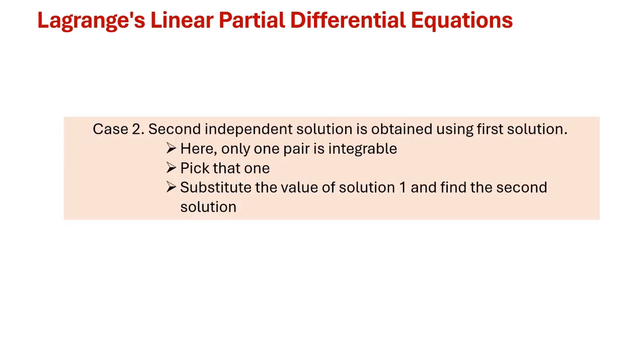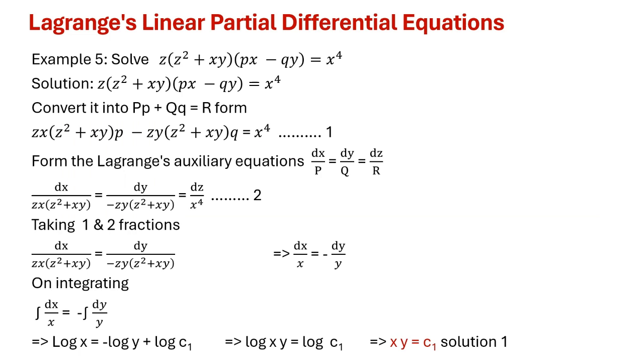Case 2. The second independent solution is obtained using the first solution. Here only one pair is integrable. So we have to integrate it, get the solution, and then substitute that solution to find the second solution. Let's see some examples. This is the equation given. This equation is not in the required form, so we have to convert it into this form. To do that, we multiply p x with this term and then minus q y with this term. After multiplying, we get this equation which is in this form, and we'll name it equation 1.